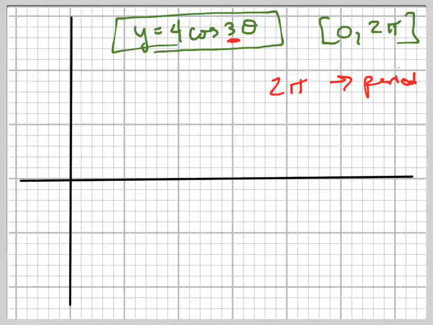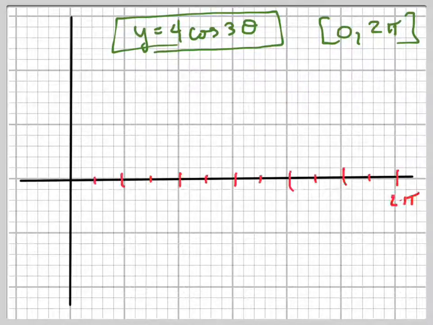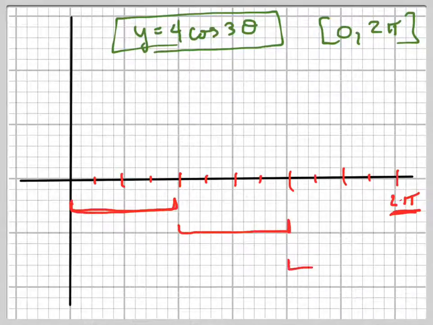So what I like to do for this is to put my 2 pi over here, and then I think to myself, I need to go through 3 full cycles in 2 pi. So here's my first cycle, my second cycle is in here, and my third cycle is in here. You'll notice that I broke it up into intervals so that I can go through my cycle each time.